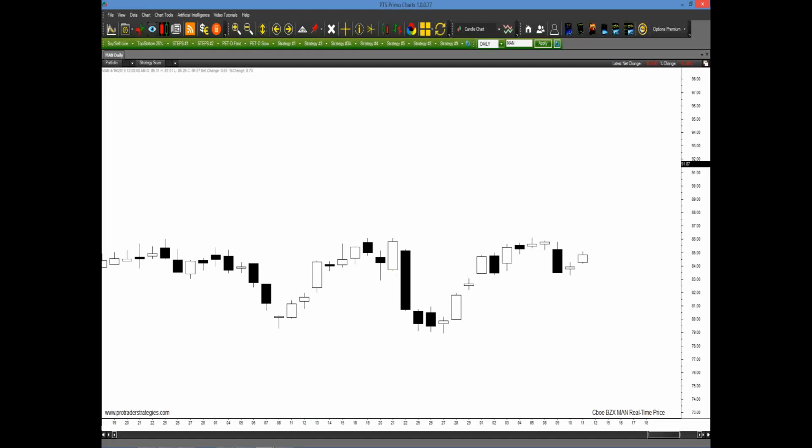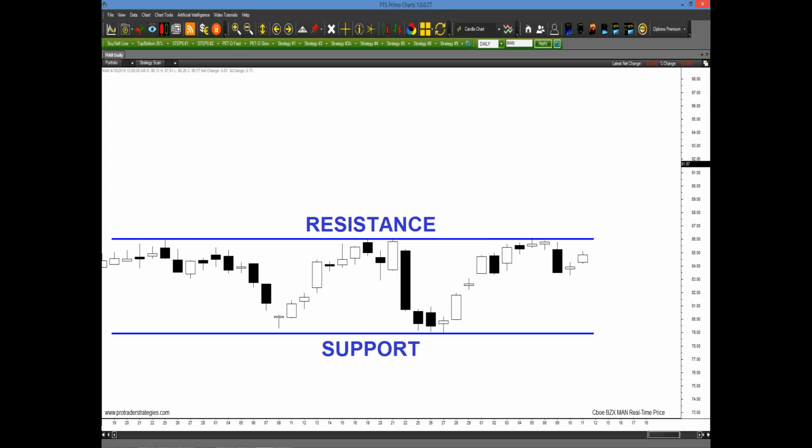Here's an order chart in MAN. Now most people would have difficulty finding out what to do. It seems as if we're kind of going sideways. There's not much action, and we're kind of in a range, as you can see. You have the support right here, and you have the resistance. So most of you would say, well, okay, we're kind of in this range.